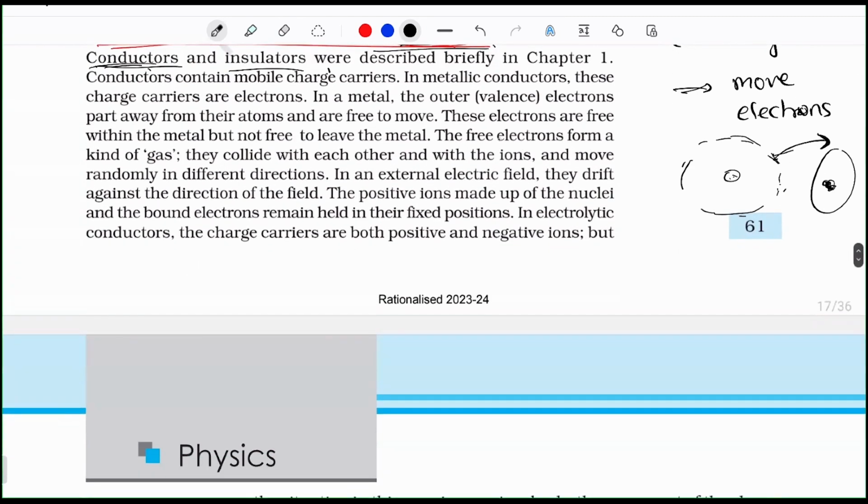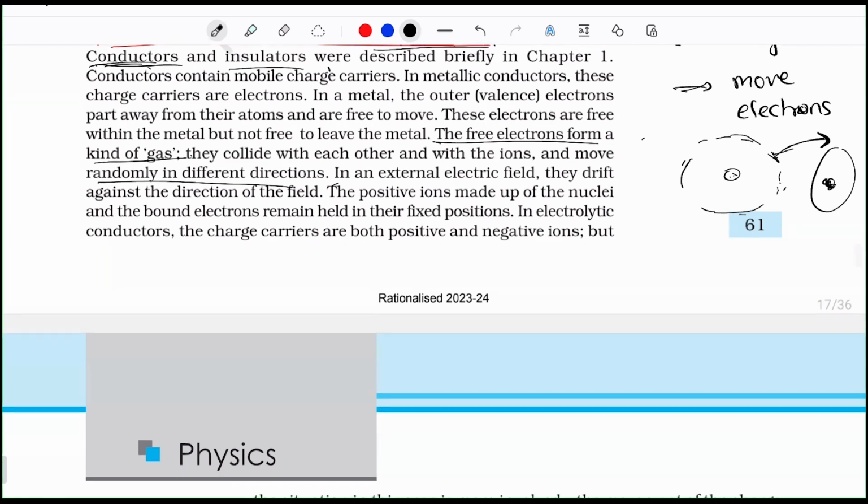The textbook says that the free electrons form a kind of gas. They collide with each other and with ions, and they move randomly in different directions. So it makes no sense that they would follow a certain direction. They all follow random paths. A couple of sessions ago, we saw the kinetic theory of gases, and we saw how gas molecules behave. They have very random velocities if you look at it on an individual scale. But the purpose of the kinetic theory is that we look at statistical averages and make predictions based on it.